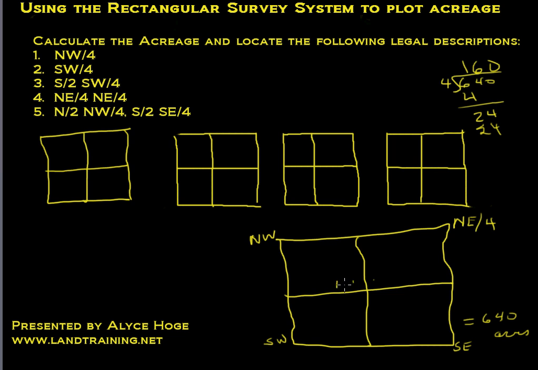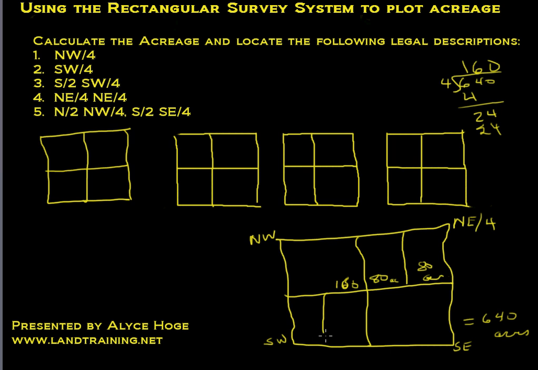So this is going to be 160 acres, this is going to be 160 acres, this is 160 acres, and this is 160 acres. Now that 160 acres can be divided in half. If we divide 160 acres in half, we have 80 acres. So this will be 80 acres and this will be 80 acres. Again, all we've done is divide that 160 in half.